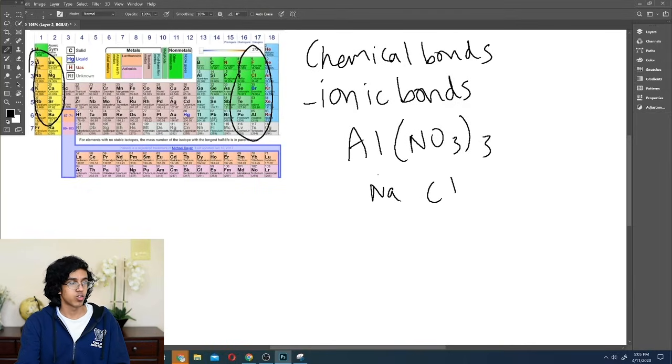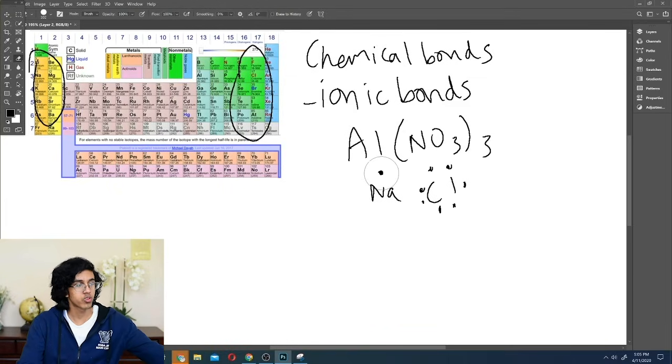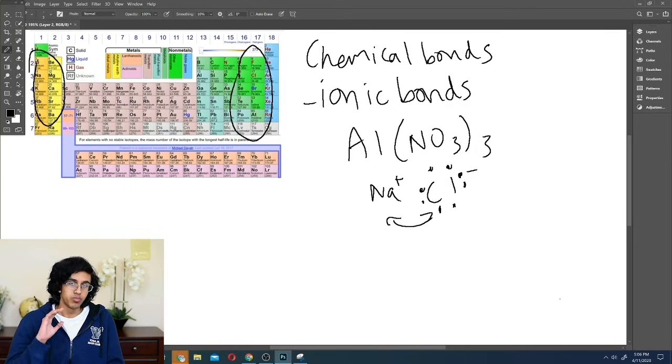You have 1 valence electron here and 7 electrons here. Basically, what an ionic bond does is it takes the electron completely away from one and gives it completely to the other. So in this case, sodium will completely lose its electron. Now this one is plus, this one is minus, and now they attract each other.